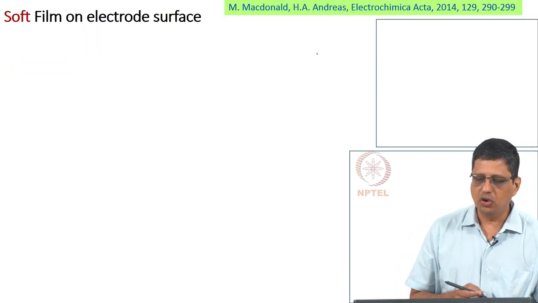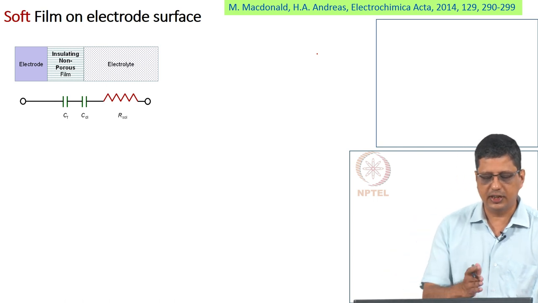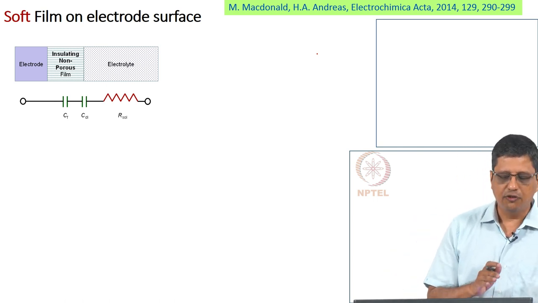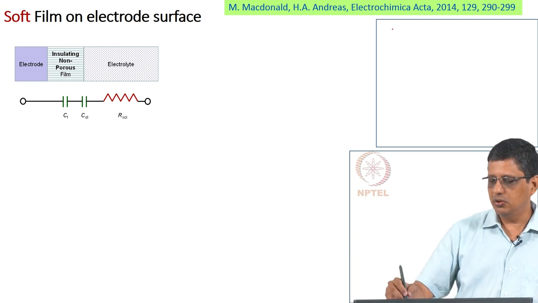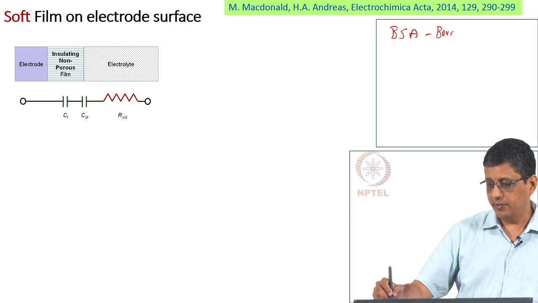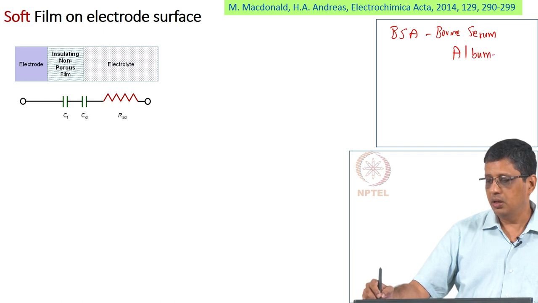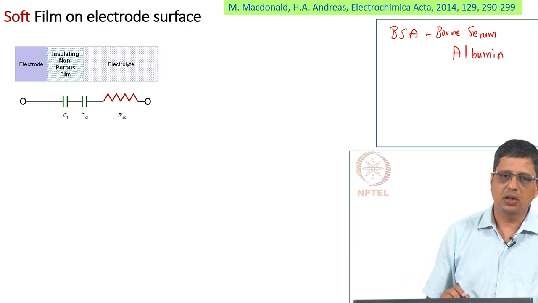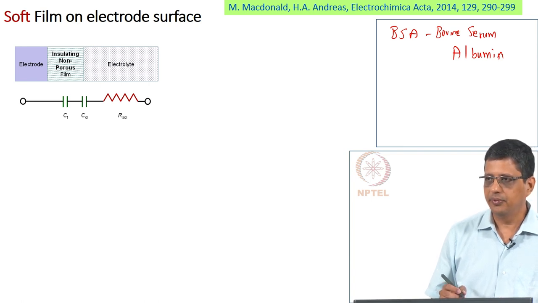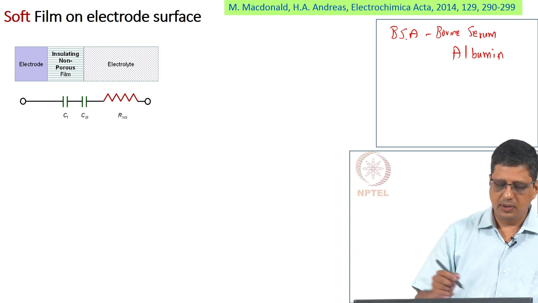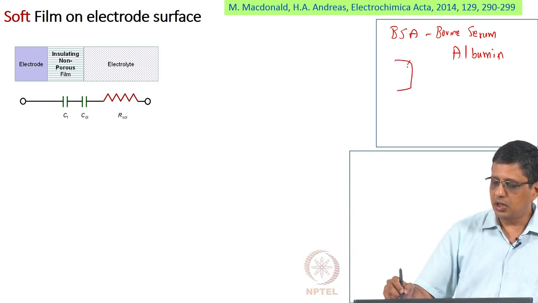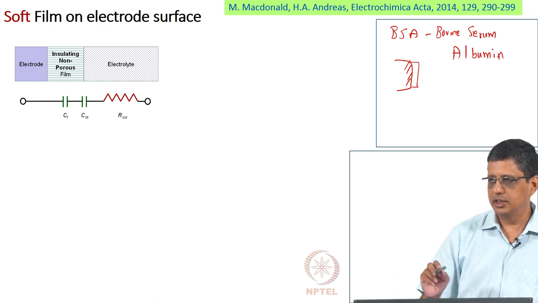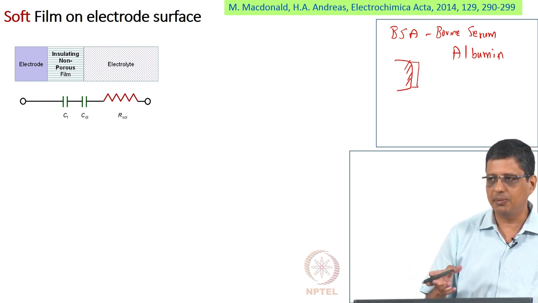Recently, a group from Canada has proposed different structures, different equivalent circuits for a soft film. This was specifically used for what's called bovine serum albumin, or BSA, that's used in biosensors usually. It's a biomolecule. It's used to adsorb or block electrodes in certain specific cases. I'll show you examples when I go to the applications later.